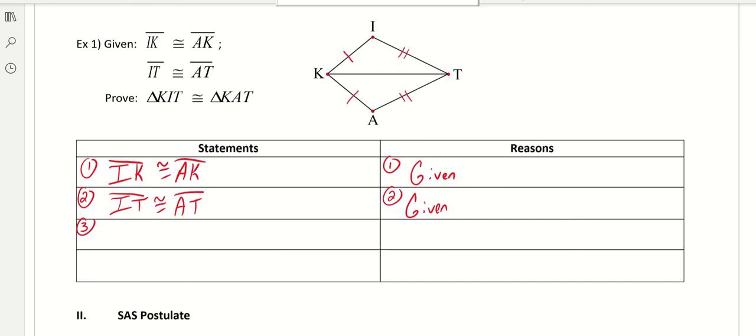Number 3, we know that KT is congruent to itself, right? That is a shared side between both of those triangles. So KT is congruent to KT. Okay. What was that reason? Think if you can come up with that reason. How do we know KT is congruent to itself? It's the reflexive property. When a side is congruent to itself, that is what we call the reflexive property.